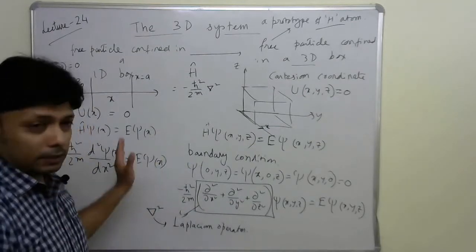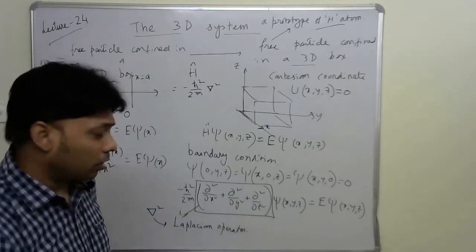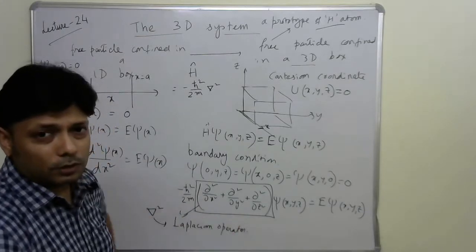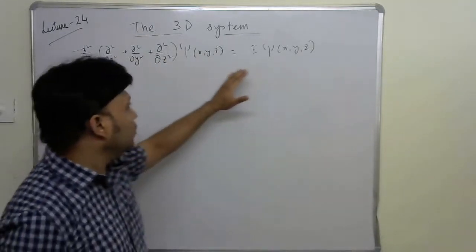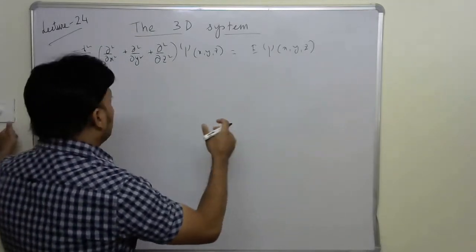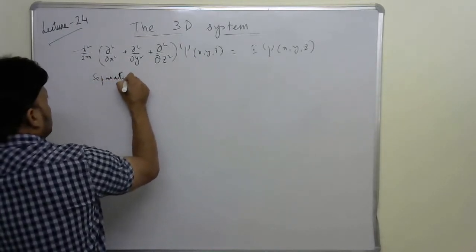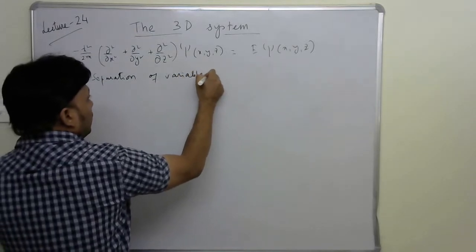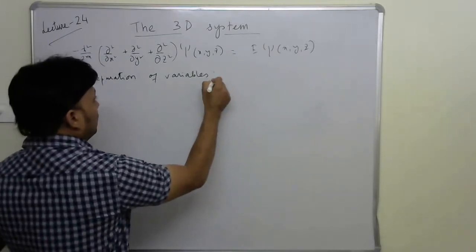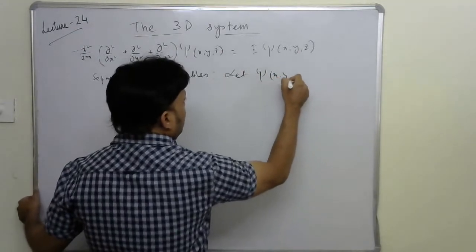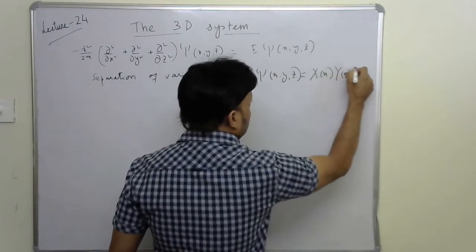So let's clean the whiteboard and proceed to talk about the solution of this particular Schrodinger equation. This is the equation for a particle confined in a 3D box, and we have to solve it. The best way to solve it is the process of separation of variables, which we have already done and are familiar with. So let psi x, y, z be a product of three independent functions of x, y, and z.